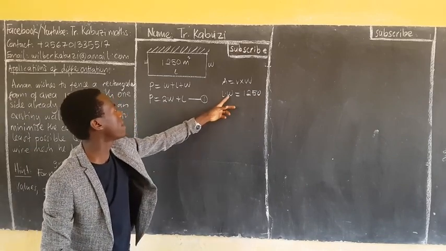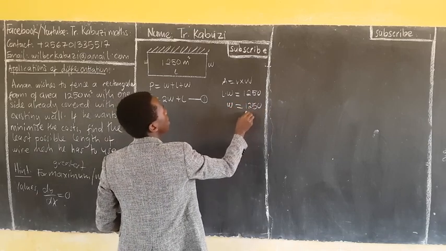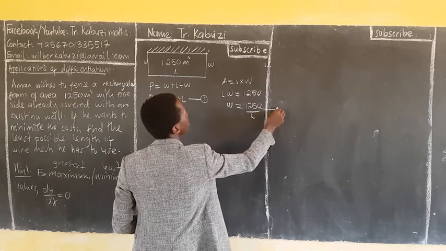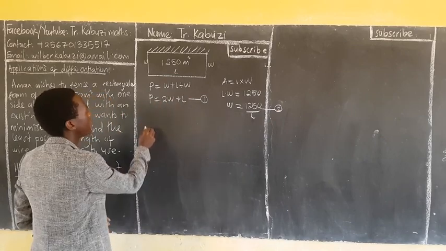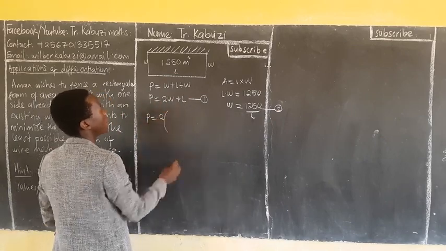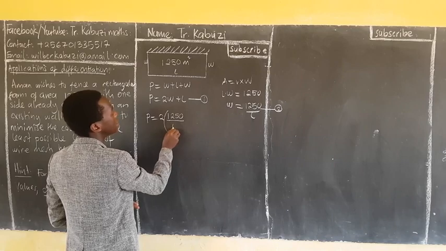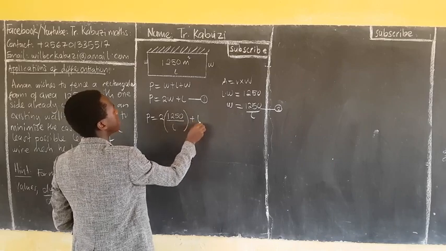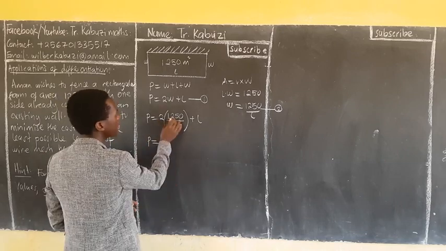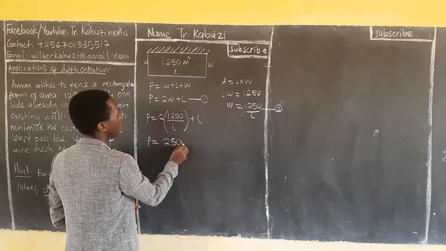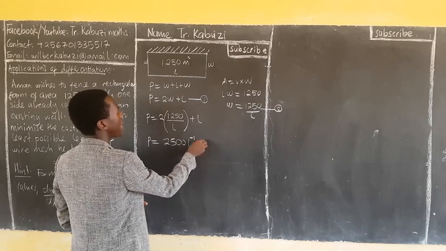Now from here, we need to make one the subject. If I make W the subject, my W will be 1,250 over L, and I call this equation 2. Now, I want to substitute equation 2, so we have my perimeter equal to 2 into W, which is 1,250 over L, then plus L. If I multiply this, my perimeter will be 2,500 over L, then plus L.